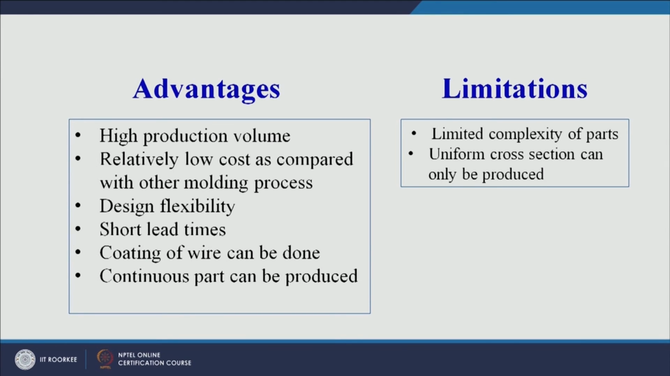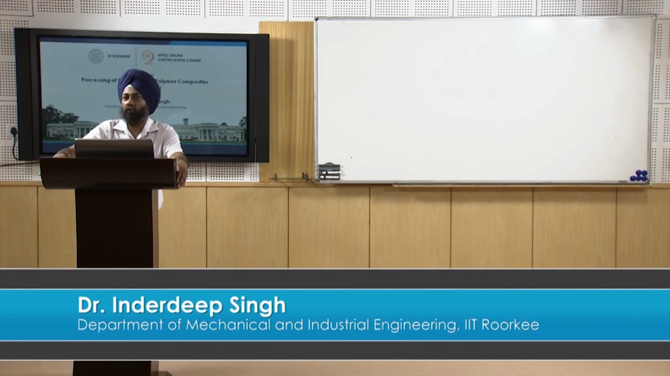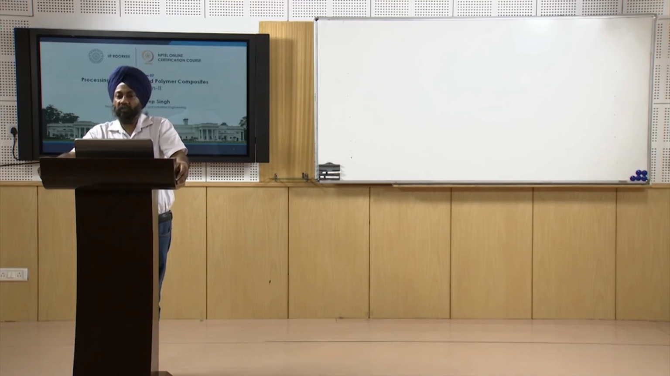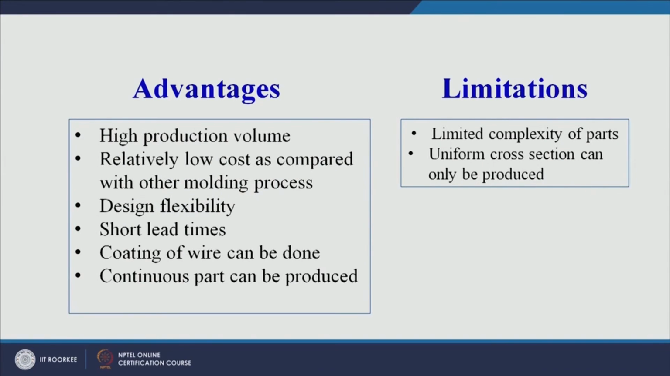But there are certain limitations also. There is limited complexity of the part. Usually, as you have seen, only continuous parts with uniform cross section can be made. If there are large variations in the cross section, those types of parts cannot be made using the extrusion process.